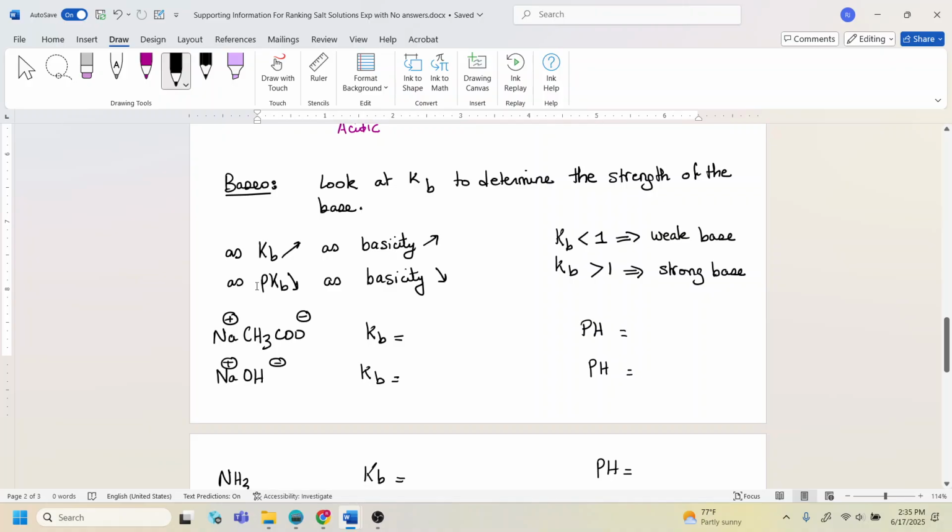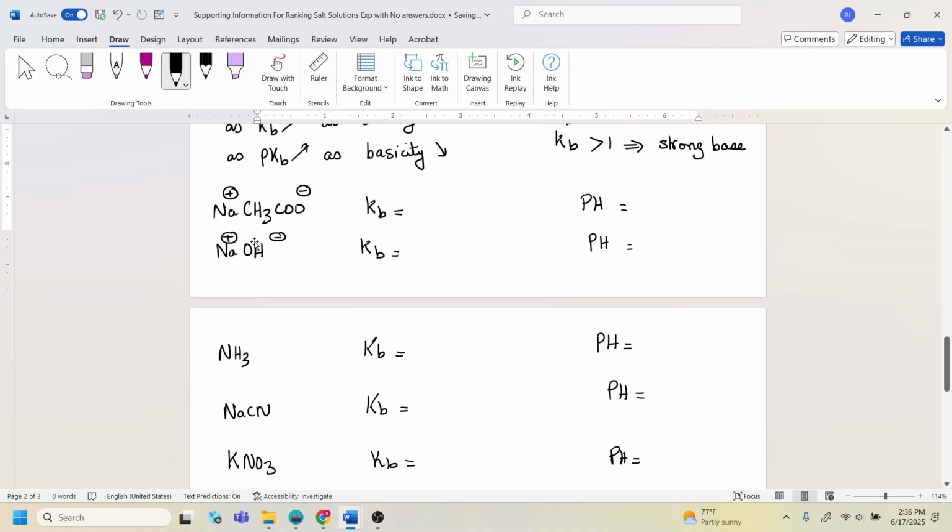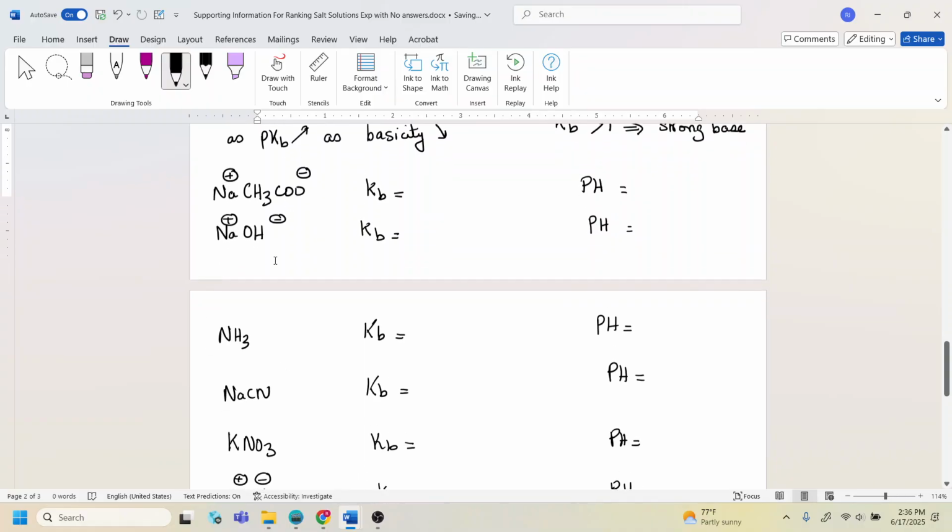And of course, pKb is going to be the opposite. As the pKb increases, the basicity is going to decrease. So the rest of the 0.1 molar solutions, you're just going to put them over here, not in order though. So all of these are bases in there.